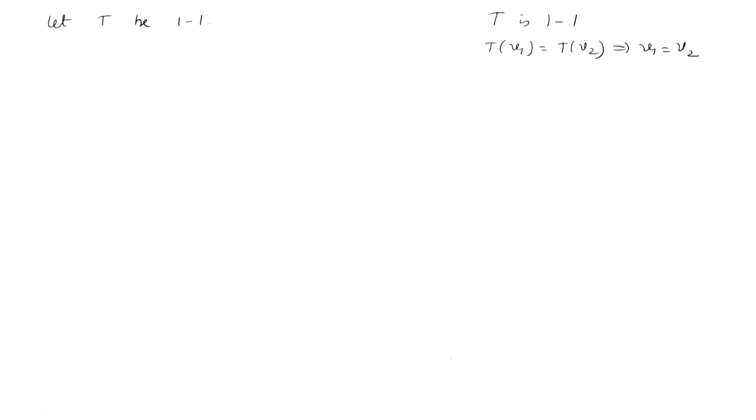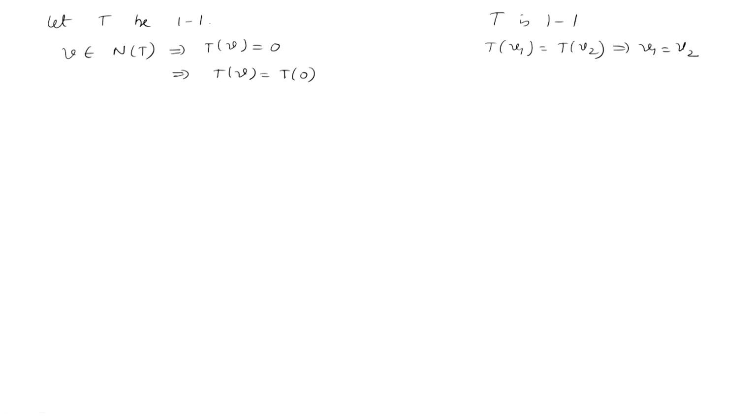Okay. Now, T is 1 to 1, let v belong to the null space of T. So, if we show that v is nothing but 0 of V, then we are done. Now, if this belongs to the null space, that means T of v equals 0. Now, this implies T of v equals T of 0, because we know that T of 0 maps to 0 only. Now, since T is 1 to 1, by this definition we can simply say that v equals 0. So, this implies the null space of T is nothing but the singleton {0 of V}.